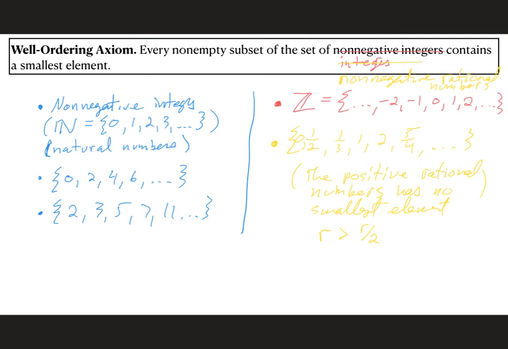So it turns out that the non-negative integers are a special set in the sense that every non-empty subset contains a smallest element. And that's not true for the integers or something like the non-negative rational numbers. All right, so that is the well-ordering axiom, and it seems obvious enough that we can assume it's true, and that'll be a building block for us as we go through this chapter.